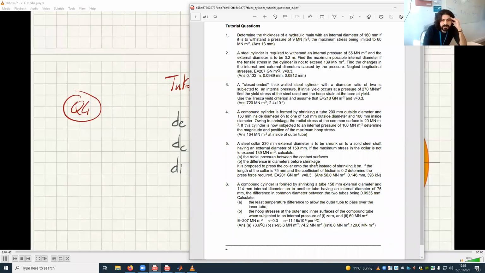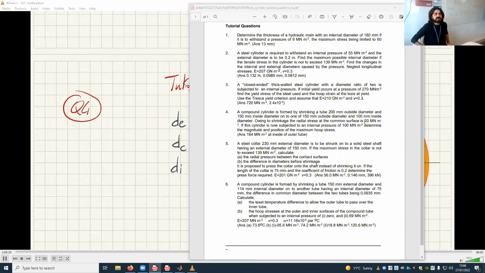Now, owing to shrinkage, the radial stress at the common surface is 20 megapascal. What does it mean? I have to argue that this question also makes a small mistake, because the radial stress must be minus 20 megapascal, because it's a compressive stress for both materials. Whether you look at the inside or the outside, it's compressive for the inner layer and compressive for the outer layer as well. So the radial stress must be minus 20, rather than 20.